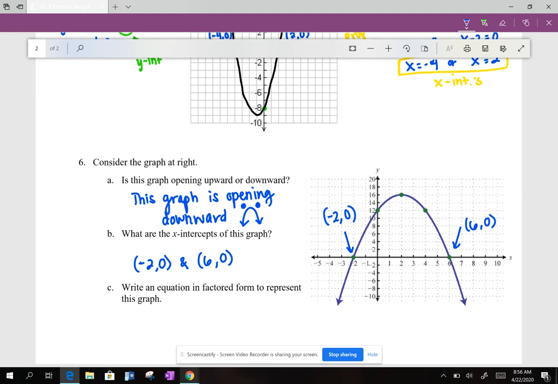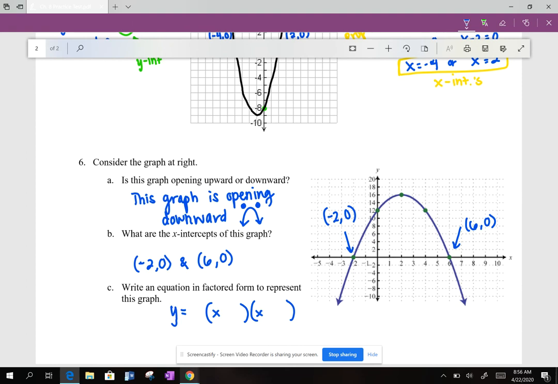Write an equation in factored form to represent this graph. Okay, guys, we're going to do the opposite of the zero product property. And we're going to go from the x-intercepts to the equation. So I'm going to have y equals x plus or minus a number, and then x plus or minus another number. What numbers are we going to use? We're going to use the -2 and the 6.